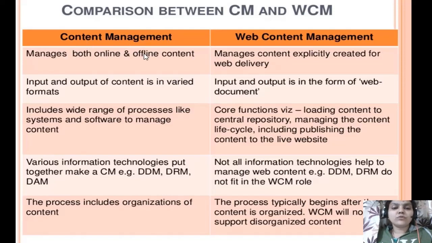Content management can be both online and offline. Web content management is on the web, and the input and output are different in content management. When you talk about input and output in web content management, they are in web document format. Content management requires some software, whereas web content management only requires some repositories where you can store it. For example, you have Google Drive or cloud areas where you deposit your content, a cloud repository, or Git and GitHub. You have various information technologies put together to make a CM, that is DDM, DRM, DAM, for content management.